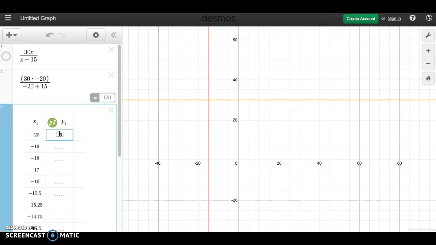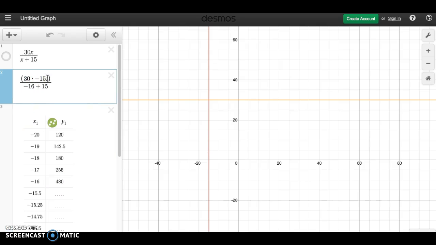It's 120. Then I'm going to change this to negative 19. Okay, 142.5. Negative 18: 180. Negative 17: 255. Negative 16: 480.